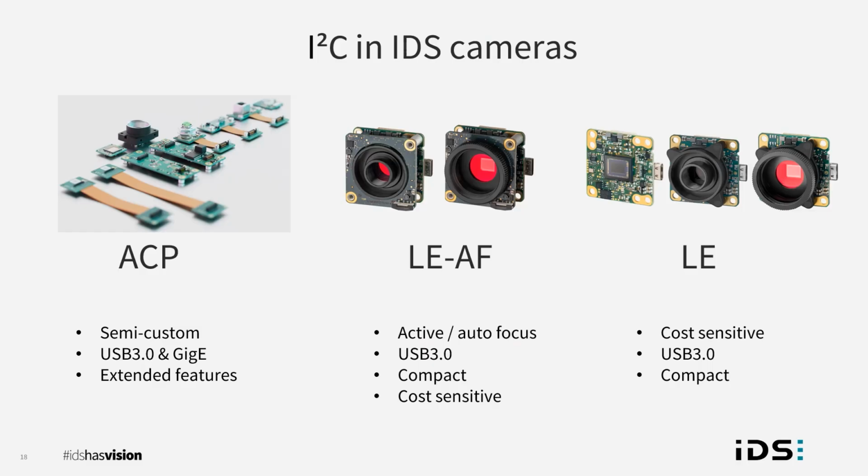The I2C interface is offered on our board-level USB 3 LE and LE-AF cameras, the LE-AF offering liquid lens control for active or autofocus. And we also have the ACP cameras, our semi-custom camera option with USB 3 and GigE interface, and remote head and interface options via flex cables, offering larger format sensors from Sony. All of these are also ideal for OEM solutions and include more on-camera features, especially the ACP, which has features such as auto control, color correction, lookup tables, line scan mode, chunk data, sequencer modes, and wider trigger controls.